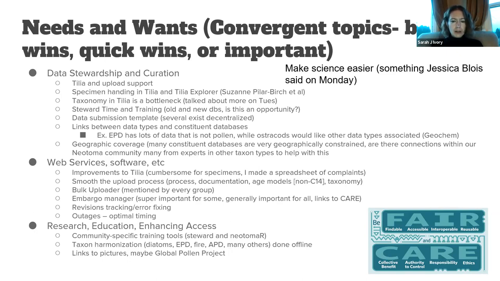A lot of the ostracod groups and the vertebrate groups mentioned that specimen handling in Tilia, as well as in Neotoma Explorer, was very cumbersome. And then another thing that was talked about Tuesday as well as on Monday was that taxonomy within Tilia is also a really big bottleneck for all communities that use that.